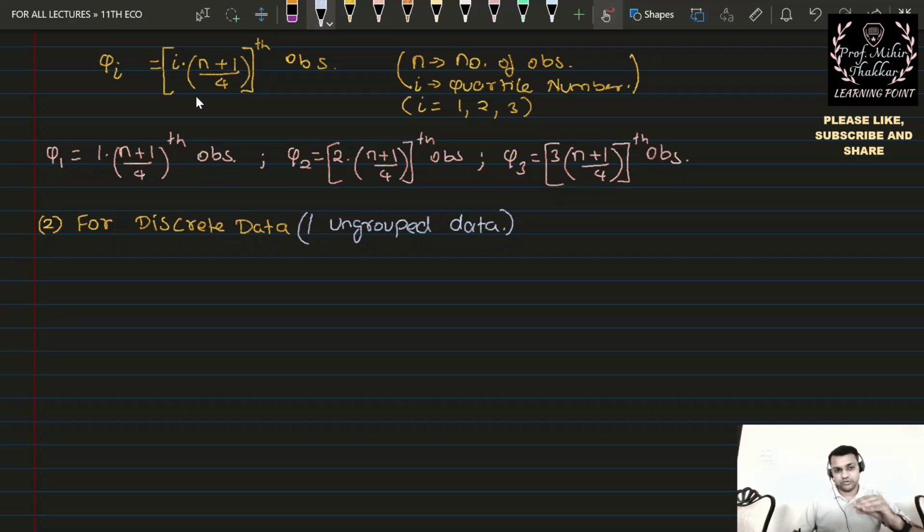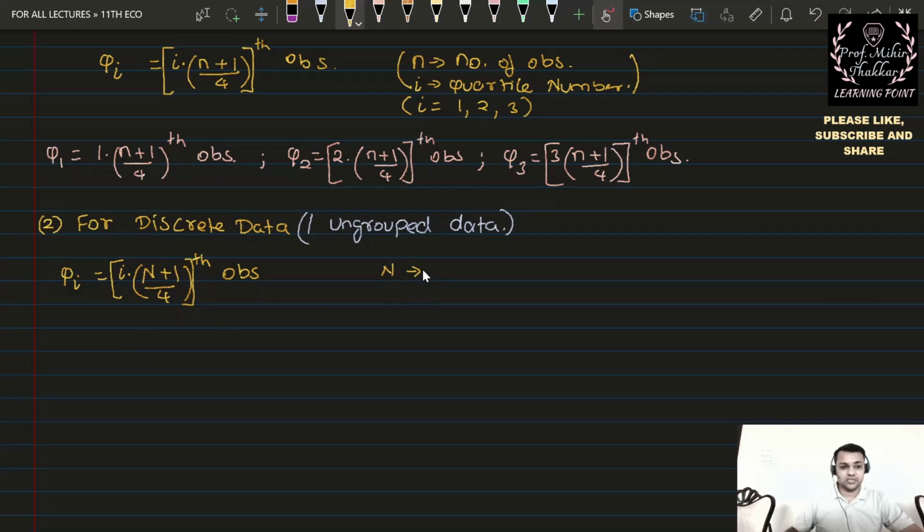The similar formula that we have to use over here, the only change that you need to remember is instead of small n, I will write it as capital N. So the formula that I get is again capital N plus 1 upon the fourth observation. If you remember, for median, I had taken it as capital N plus 1 upon the second observation, because there is only one median, only one middle value. There are three quartiles, that's why we need to multiply this with i.